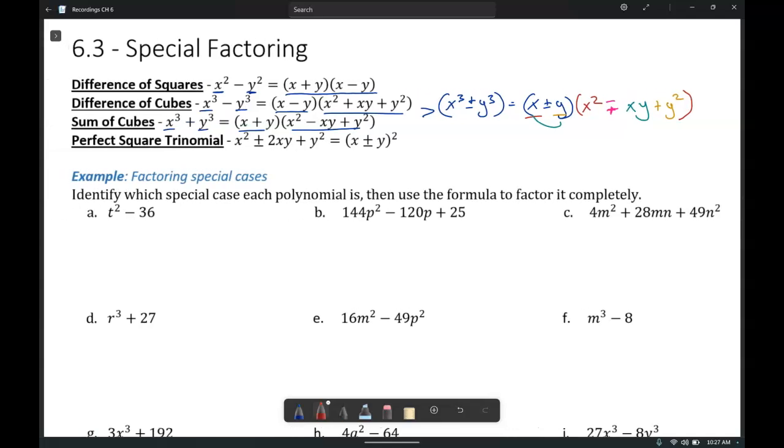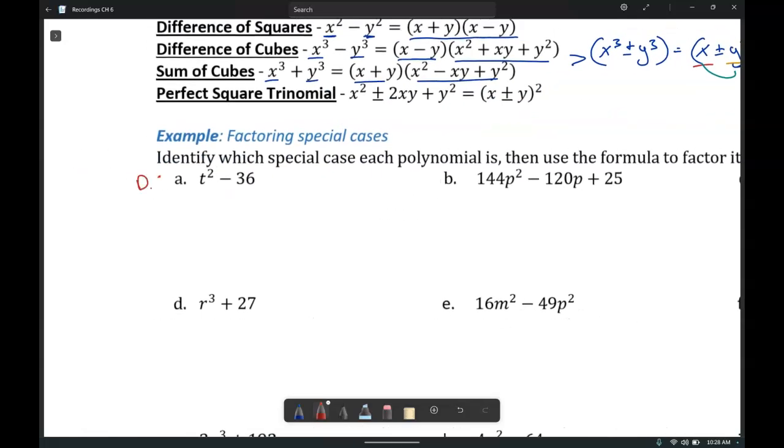Then for our special cases, we have a perfect square trinomial. The way we check a perfect square trinomial is we take the square root of the first and last term, giving us x and y. And if we double it and it gives us our middle term, then we know it's a perfect square trinomial. And it will factor to be those roots, plus or minus matching the sign, as a quantity squared.